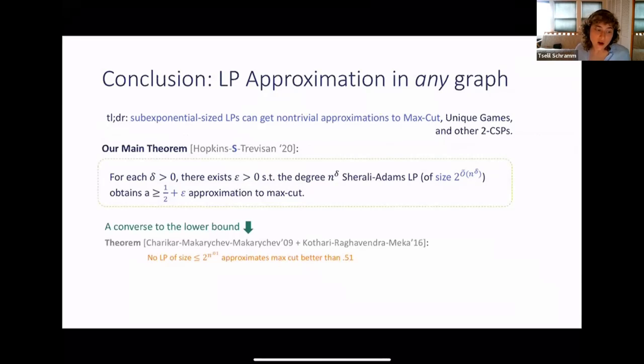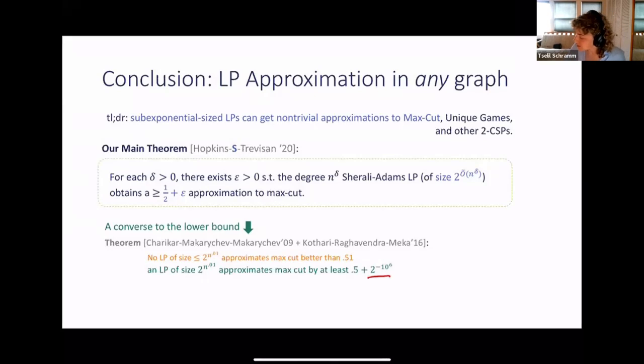And this is a converse to the lower bound. The lower bound says that no LP of size 2 to the n to the 0.01 can get approximation better than 0.51. But we show that an LP of size 2 to the n to the 0.01 approximates max cut by at least half plus a pretty small constant that doesn't depend on n.